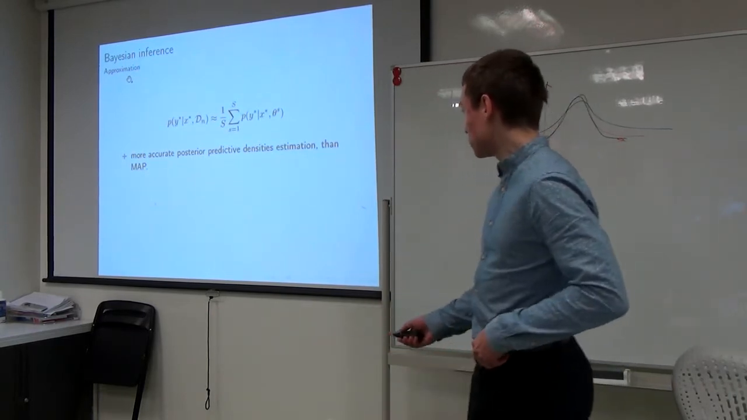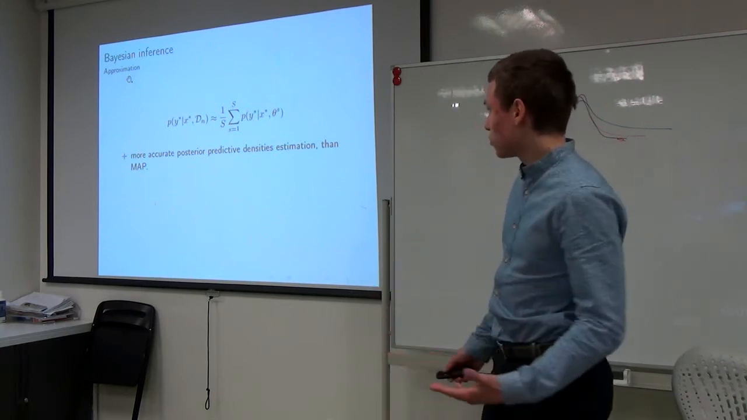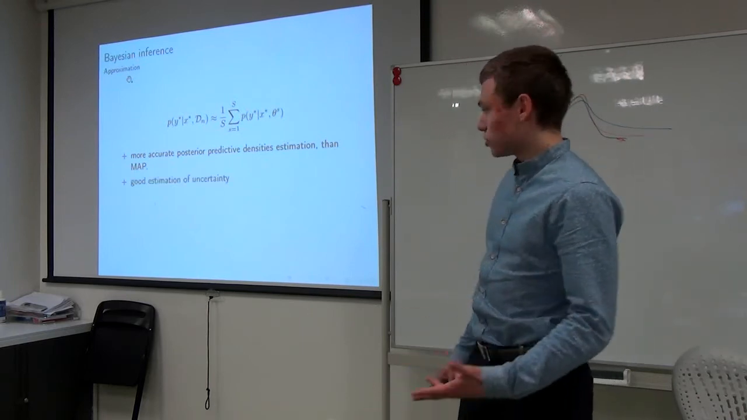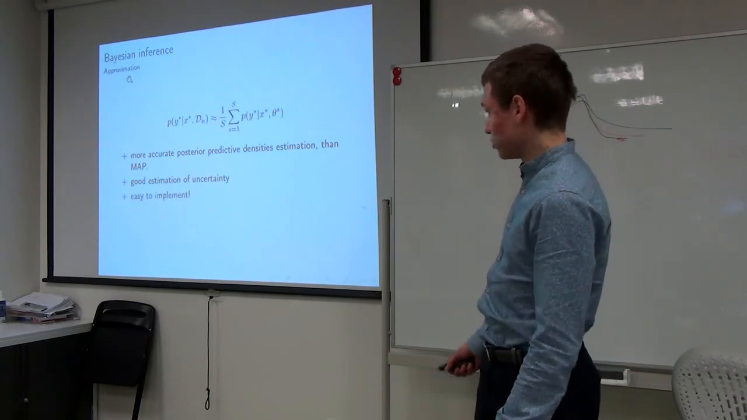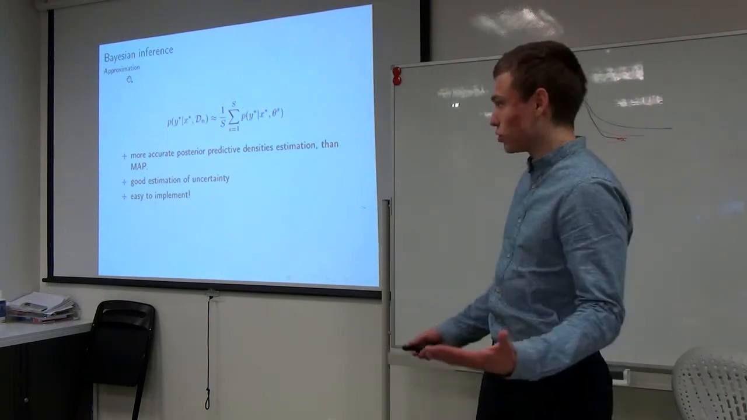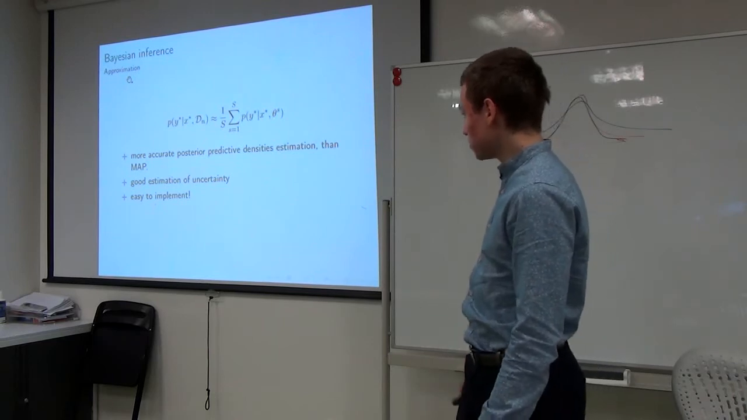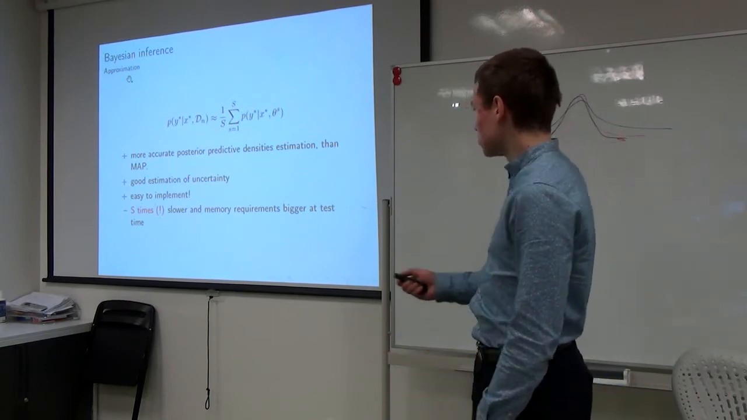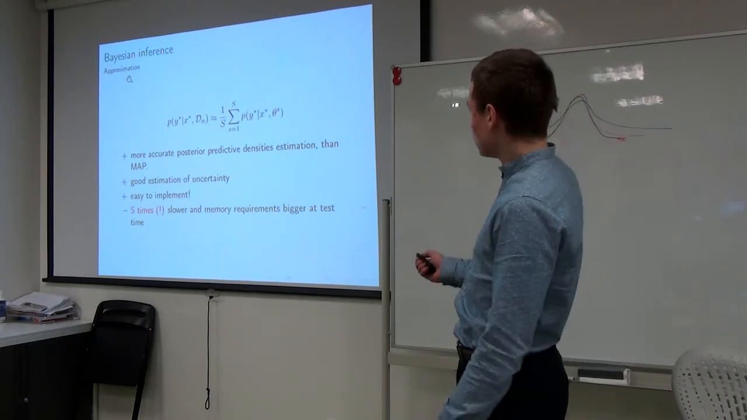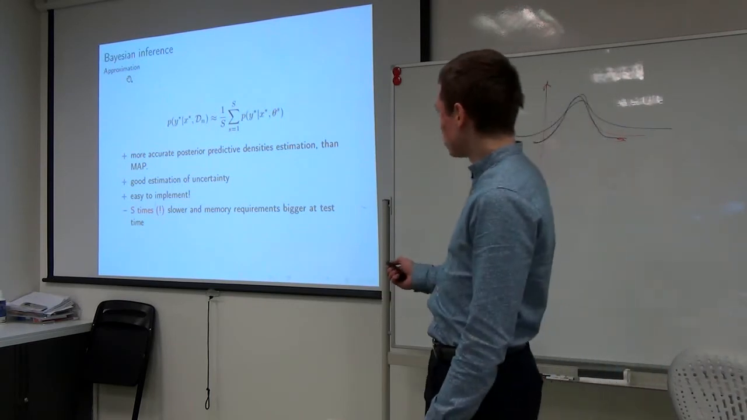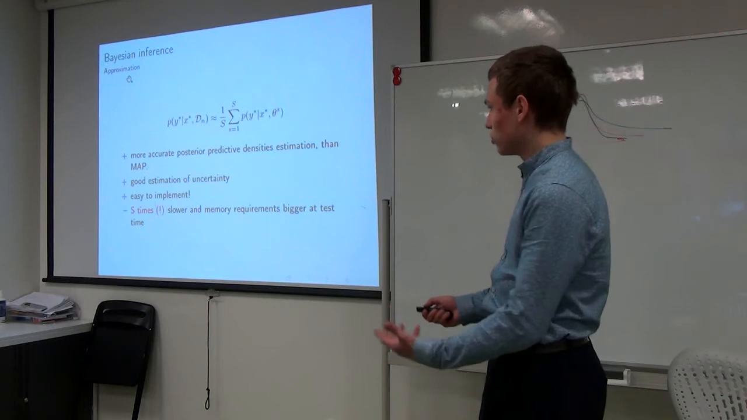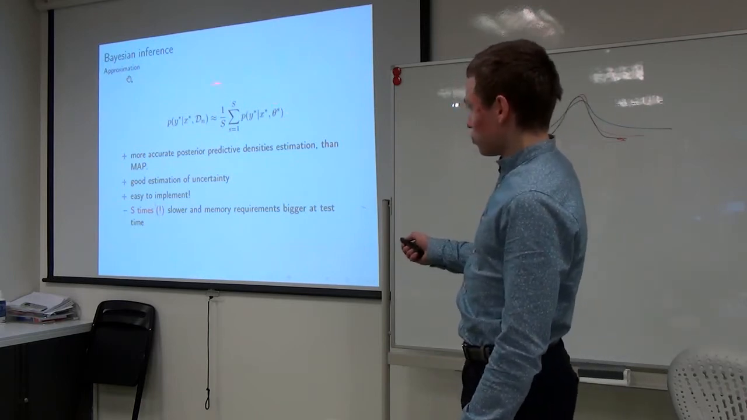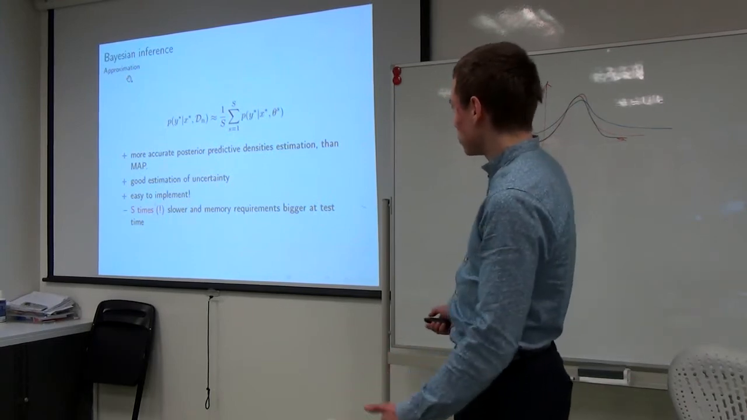So it's a more accurate posterior predictive density estimation than just using MAP, the maximum a posteriori. It produces a good estimation of weight uncertainty. It's very easy to implement: you just need to add normal noise at each step of stochastic gradient descent. But at test time, it's S times slower, and the memory requirement is bigger because you need to store all parameters and run inference on all models to get the output. And as I mentioned, S should be big enough, like 1,000 or hundreds of thousands.